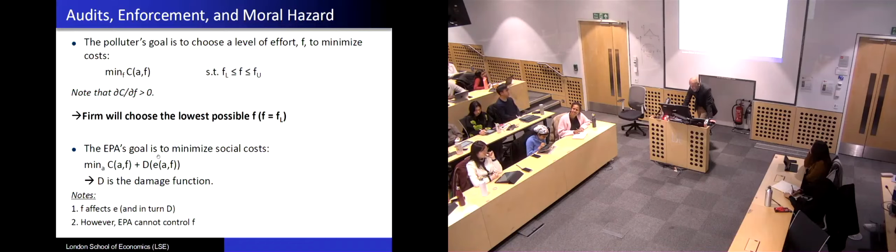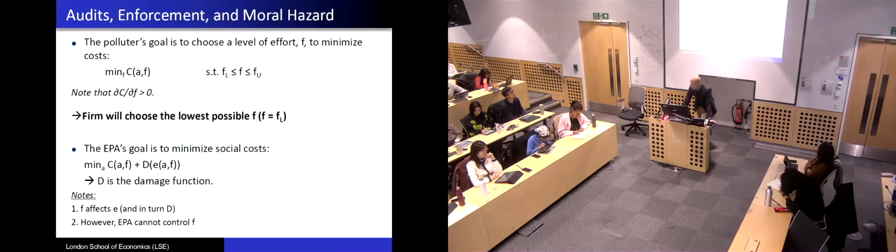Now, the EPA's goal is to minimize societal costs. I think this is going back to the point that you asked me before: they're going to try to minimize the cost of the firm, essentially, but also minimize the damages.